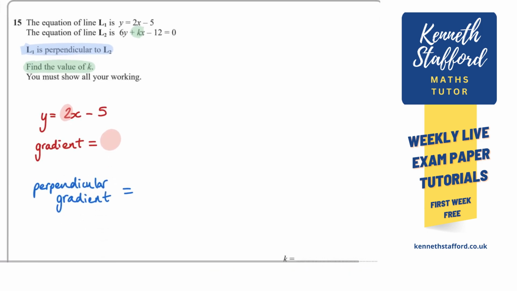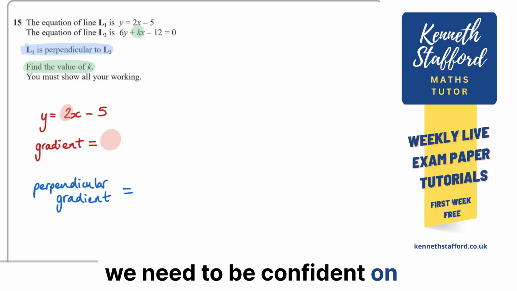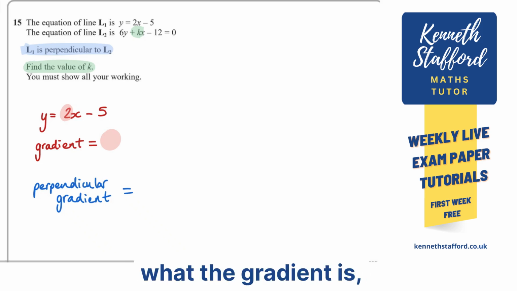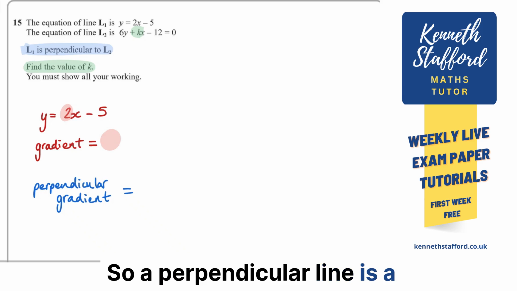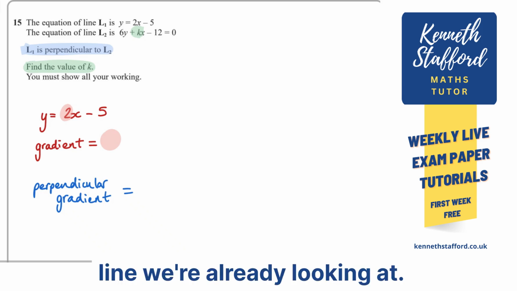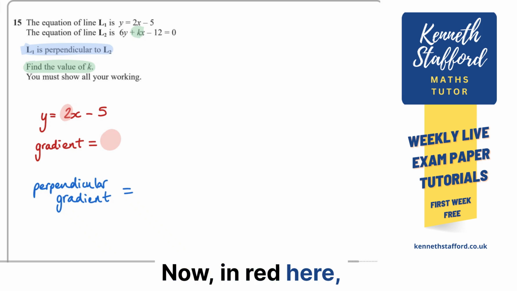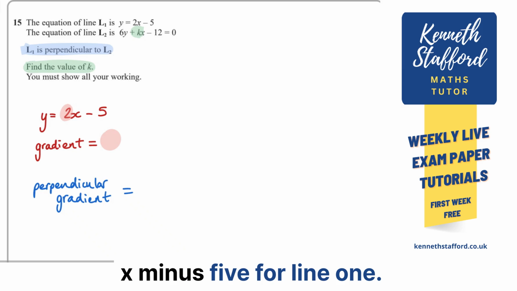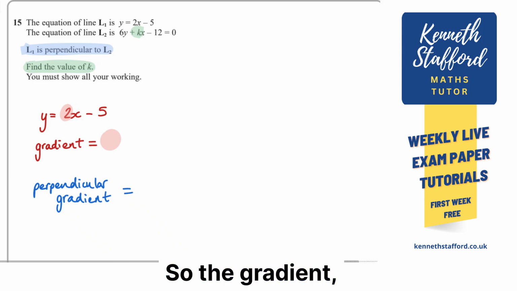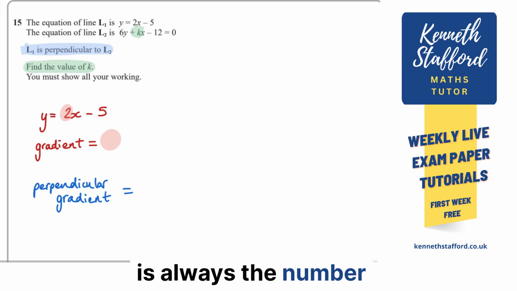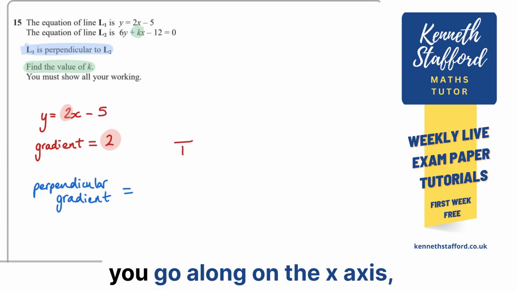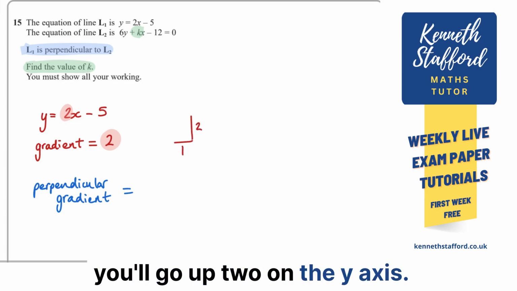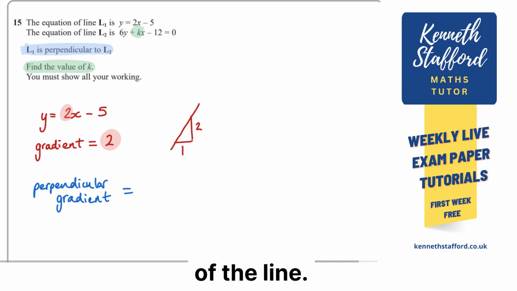Again, some hints here. So for question 15, we need to be confident on the equation of a line, what the gradient is, and also how that affects a perpendicular line. So a perpendicular line is a line at a right angle to the line we're already looking at. Now in red here, I've put y equals 2x minus 5 for line 1. So the gradient, if it's in the form y equals, is always the number in front of x. So the gradient of this line is 2. What that means is for every one you go along on the x-axis, you'll go up 2 on the y-axis. It determines the steepness of the line.